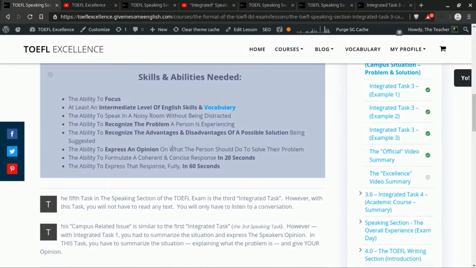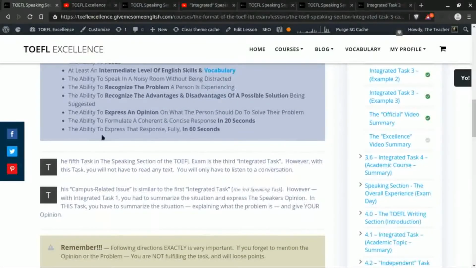Another thing that makes this one a little bit different is that you only have 20 seconds to prepare your response instead of 30 seconds. But this one also only has the listening file. It doesn't have a reading section, so you don't have to worry about that. Your response is still going to be 60 seconds. Very similar to the last one. And the actual construction of your response is going to be very similar to the last two. So the construction is very much the same as far as how you structure your answer.